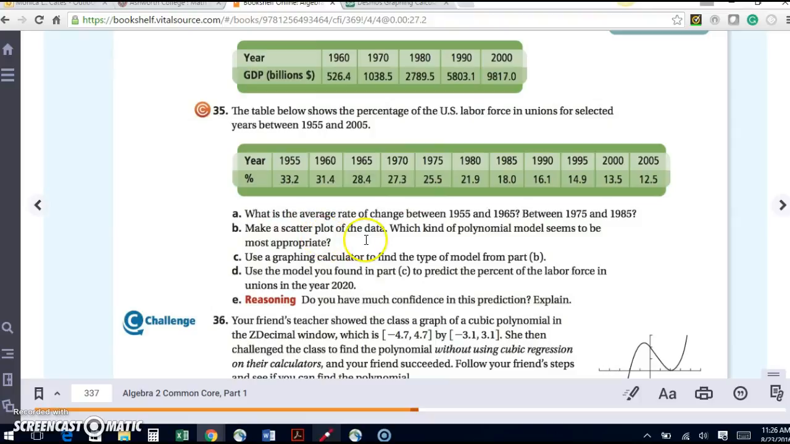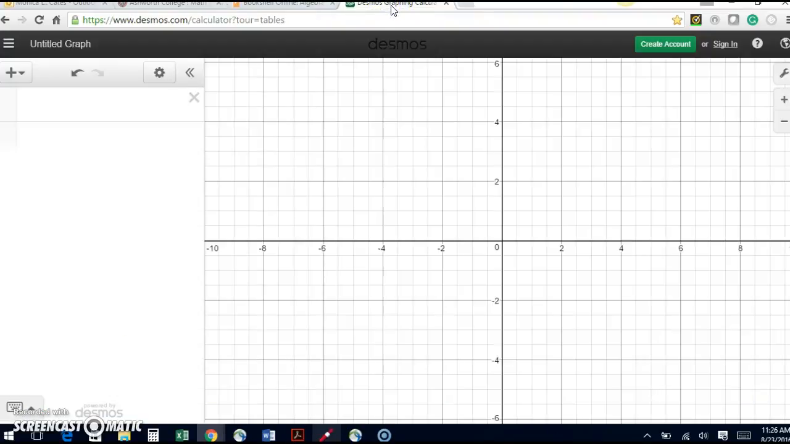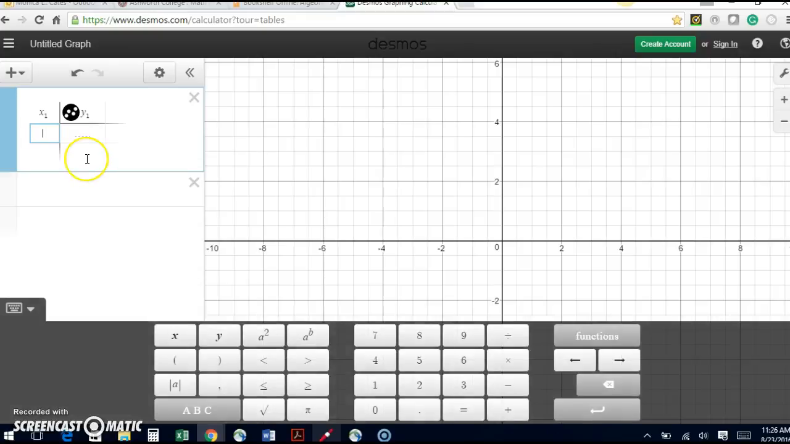It says make a scatter plot of the data. So I'm going to go here to my free graphing calculator at www.desmos.com. I'm going to add a table and I'm going to put in those values. And I'm going to leave off the 19, so this is from 1900. So it will say at 55 there were 33.2. At year 60 there were 31.4.